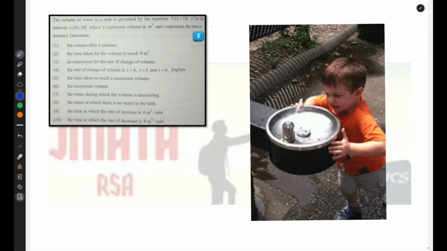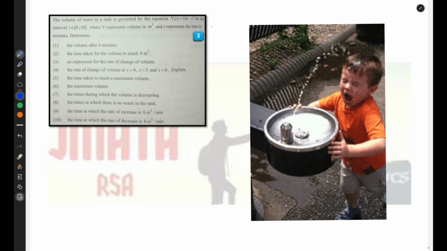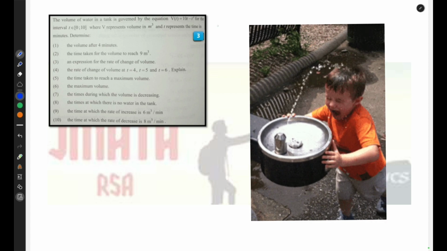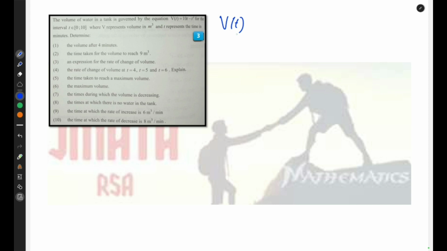Question 3, so now we're back to water and the volume in a water tank. So I can see they give me a formula there. So volume, depending on time, would be equal to 10t minus t squared. And the interval is just for 0 to 10. So this story only lasts for 10 minutes, when time is 0 until time is 10.